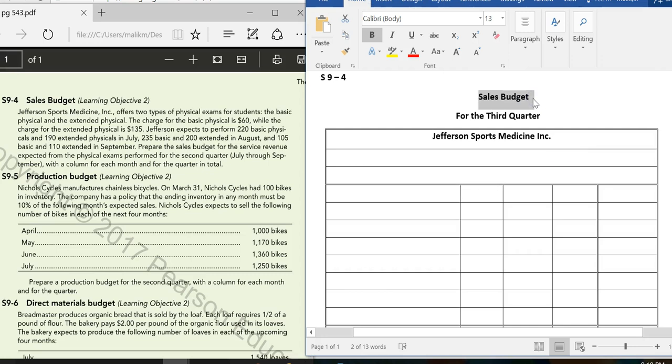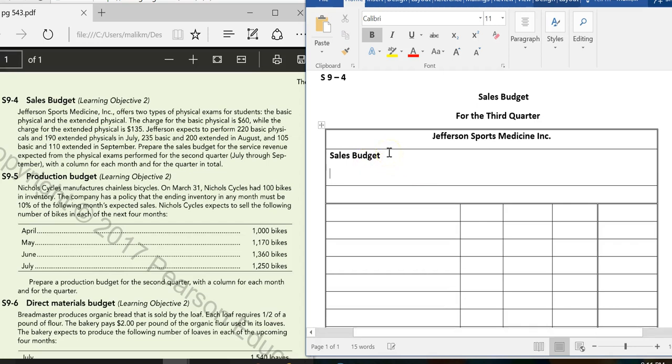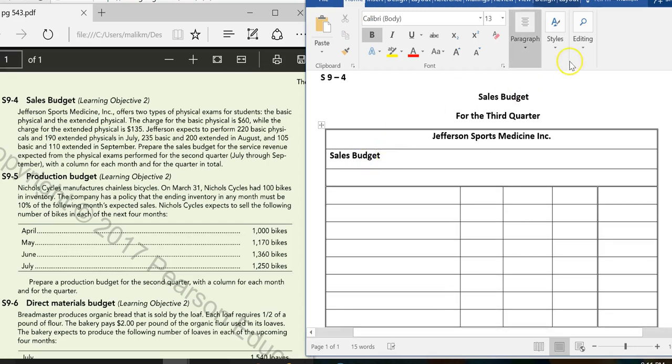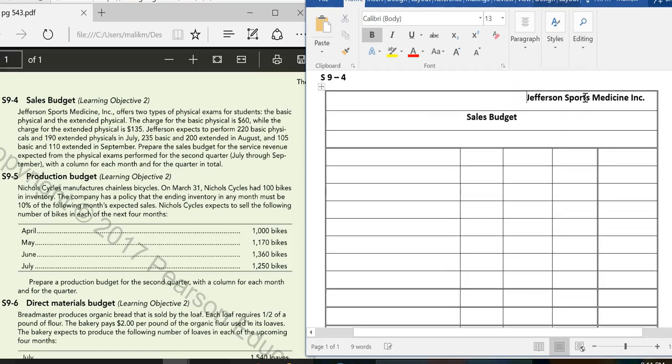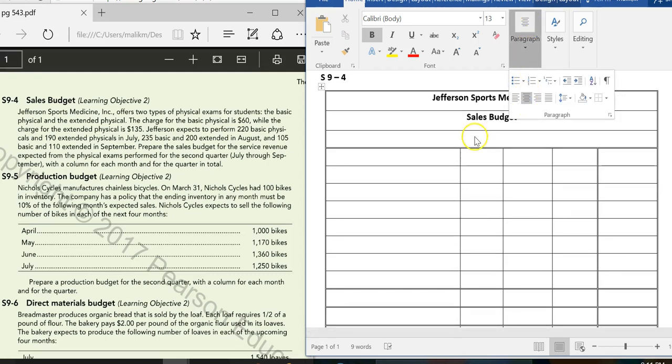Whenever you do one problem, please write down the name of the company and the type of budget that you are going to do, and of course you will write down your time period. That means which year, which month the budget is for. It could be a monthly budget, or a year-long budget, or a quarter's budget. So whatever information is given to you, you can do your budget problem.